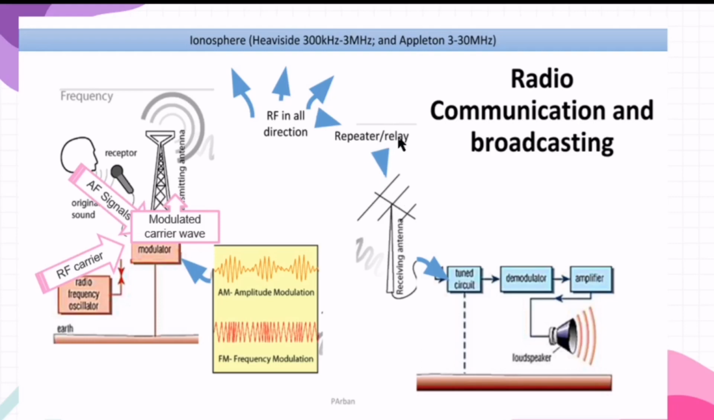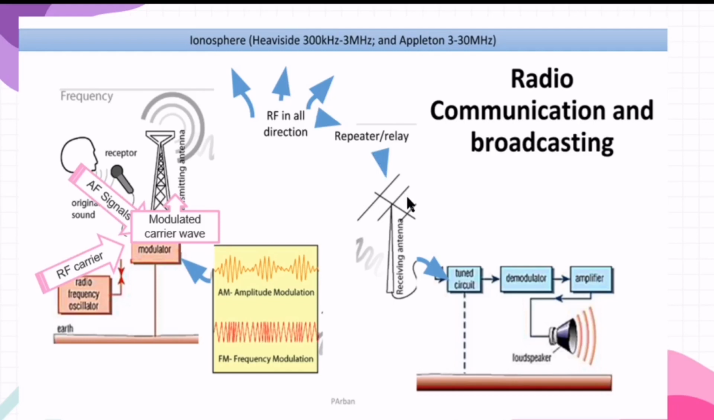Now, what is a repeater or relay? This repeater relay is used to bridge the transmitting antenna and receiving antenna, since the radio frequency or radio wave has a wavelength of 1 meter to 10,000 meters. Okay, so the repeater or relay is used to bridge the gap caused by the limitation of the wavelength of the radio wave.